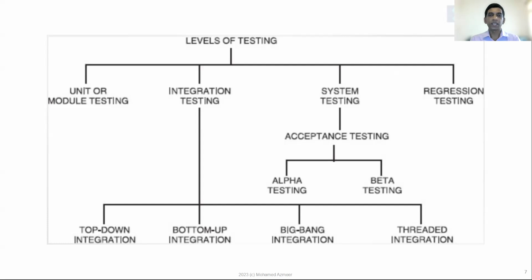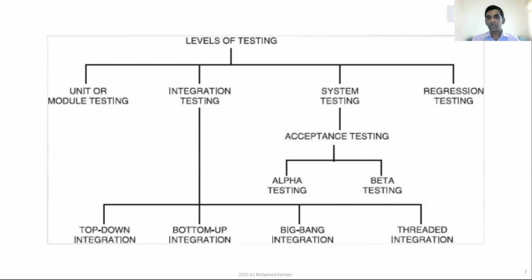Now, in fact, under the top layer, we have 4 here. We have unit or module testing. We have integration testing. We have system testing. And then we also have something called regression testing, right? And if you take the integration testing again, that can be broken down into 4. There is something called top-down, bottom-up, big bang, and threaded integration. So we'll take each one and see how it works and what it is.